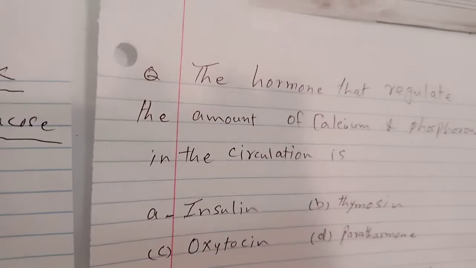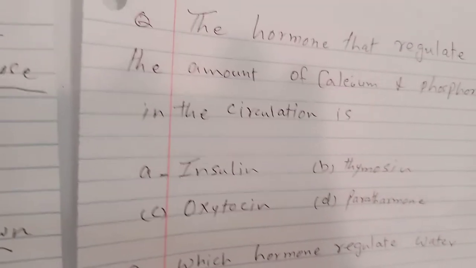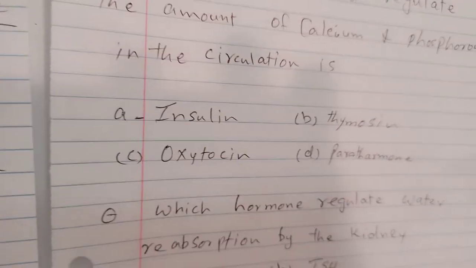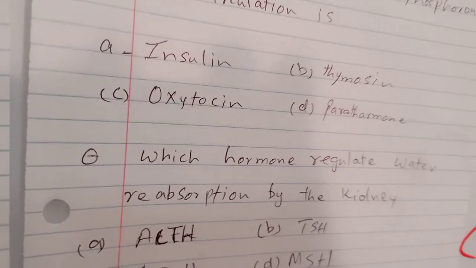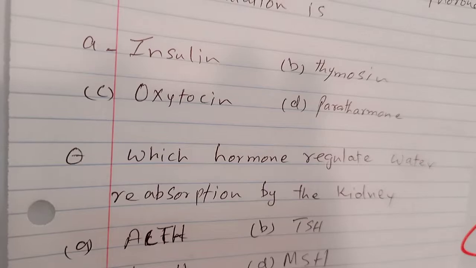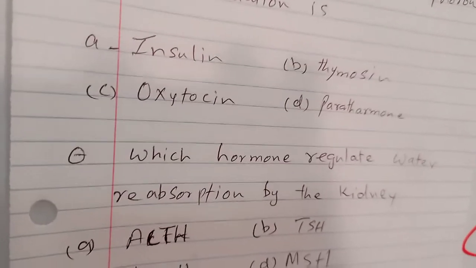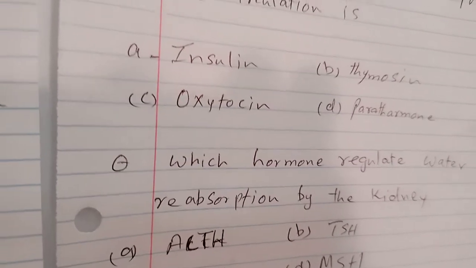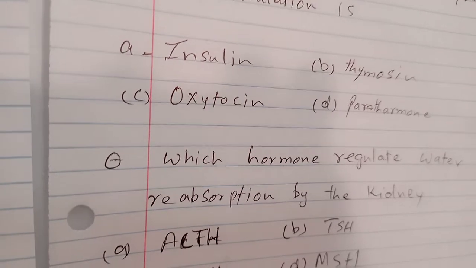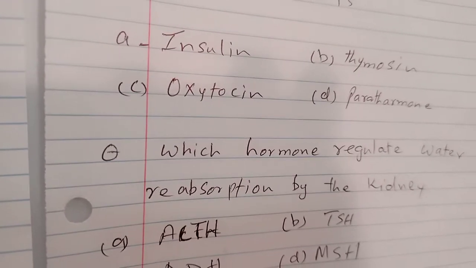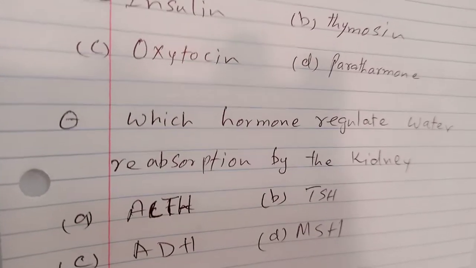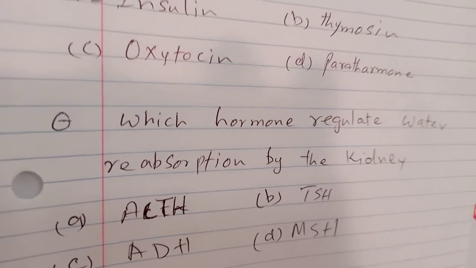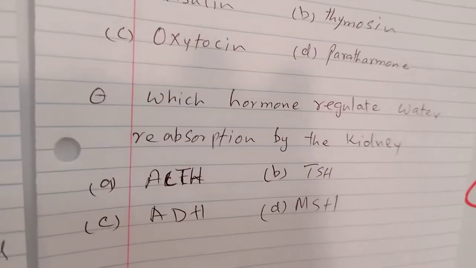Next question: the hormone that regulates the amount of calcium and phosphorus in the circulation. Insulin, this is concerned with glucose, we already discussed. Thymosin, this is a protein produced by the thymus gland. Oxytocin is a hormone produced by the posterior pituitary that causes contraction of smooth muscle. And parathyroid hormone is produced by the parathyroid gland. So the answer is D. It is concerned with calcium regulation.